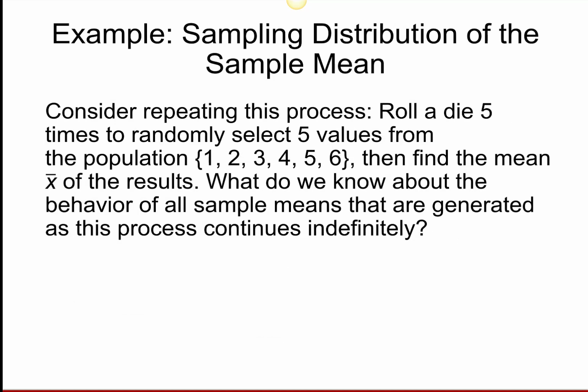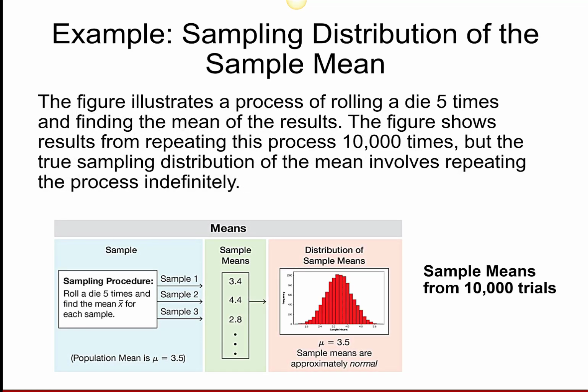Consider repeating this process. Roll a die 5 times to randomly select 5 values from the population 1, 2, 3, 4, 5, 6 to find the mean x bar of the results. What do we know about the behavior of all sample means that are generated by this process? Well, we know that the sample mean would be 3.5. And here again, here's our histogram.